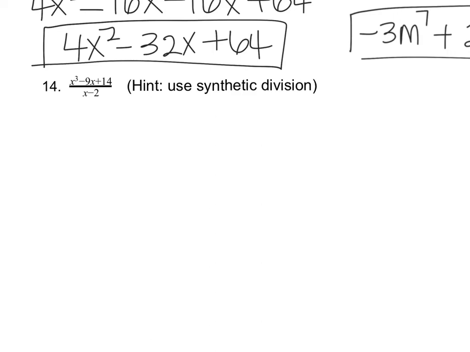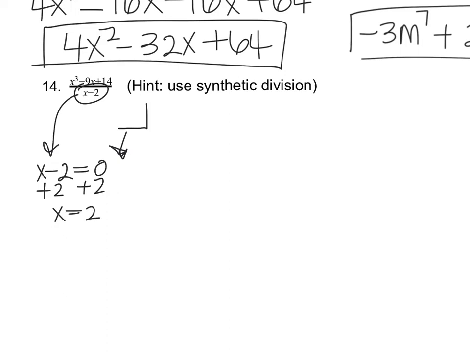So when I set up synthetic division, the first thing we want to put is our little half box. And inside that half box, we want to put the number we get when we solve for when x minus 2 equals 0. So we're going to add 2 to both sides, and we're going to get that x equals 2. So we're going to put 2 in our little half box.